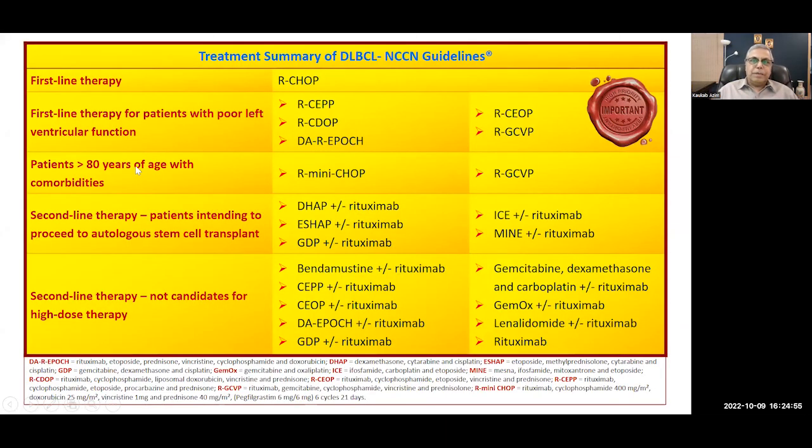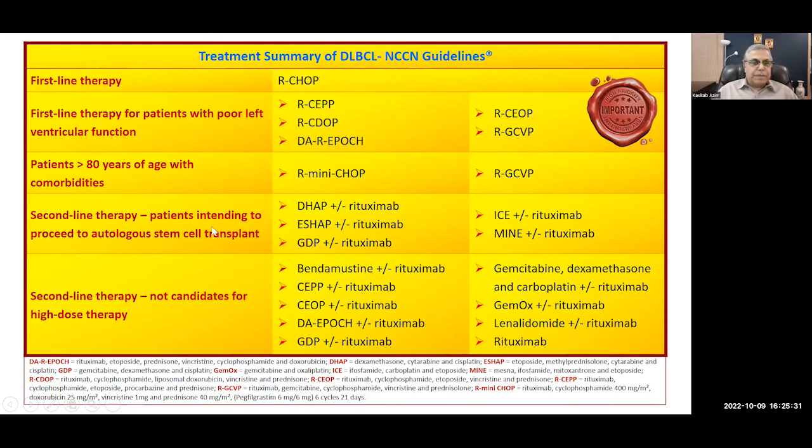Now, here is the treatment summary for diffuse large B-cell lymphoma, first-line therapy with poor left ventricular function. We avoid doxorubicin. Patients above 80 years, we give them a mini CHOP, and I've given you the doses of mini CHOP over here. Cyclophosphamide is about the same dose, but doxorubicin is reduced dose. Vincristine is 1 milligram. Prednisone is 40 milligrams instead of perhaps 100 to 120 milligrams, right? So all doses are reduced in mini CHOP.